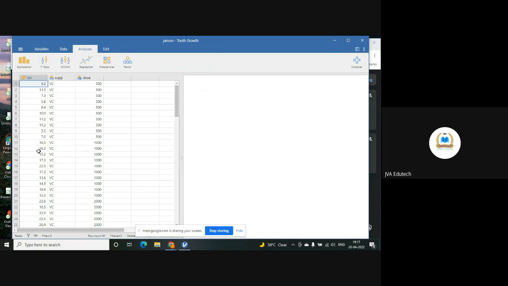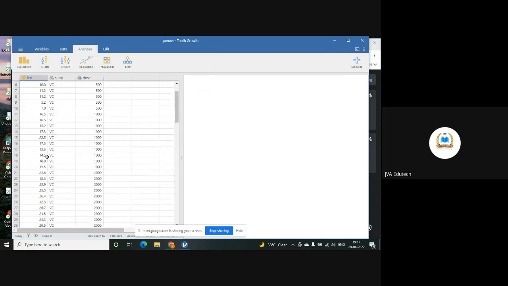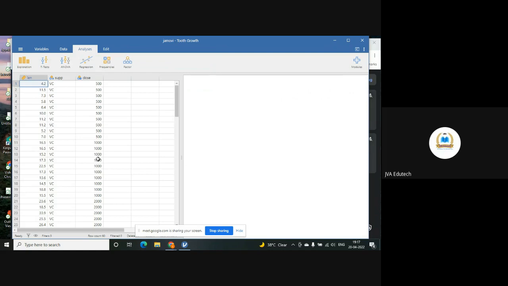This is the tooth length, which is a metric variable measured in millimeters. This is the supplement type. It is categorical, with two types of supplement given, one directly in the form of vitamin C tablets and another in the form of orange juice. Orange juice also contains vitamin C. The only thing is that here we are giving vitamin C tablets directly and here orange juice. So this makes it a case of independent t-test if you want to test the effect of supplements on tooth length, because there are only two categories. If you want to test the effect of doses of 500 mg, 1000 mg, and 2000 mg on tooth length, again in this case our categories are three and mutually exclusive. So this will make it a case of one-way ANOVA.